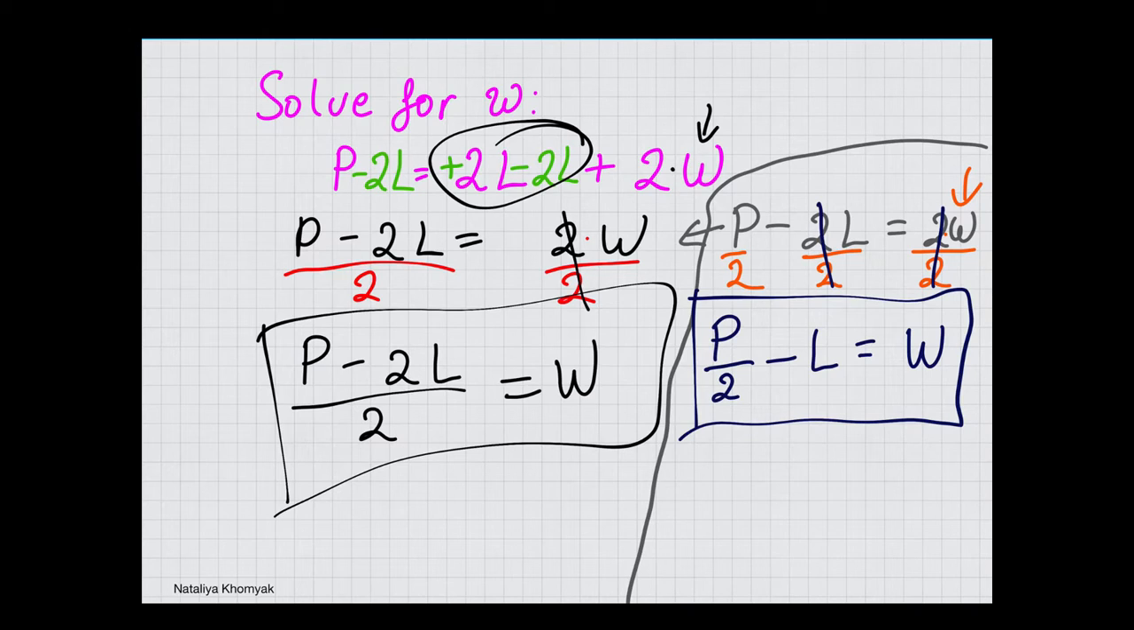These two solutions are equivalent, and depending on your answer key, you might see one or the other. If you try to combine fractions on this side, l is over 1, you would need to multiply by 2, and you will end up having P minus 2l over 2, which would be the same answer as over there. So these two are equivalent, they just look different.